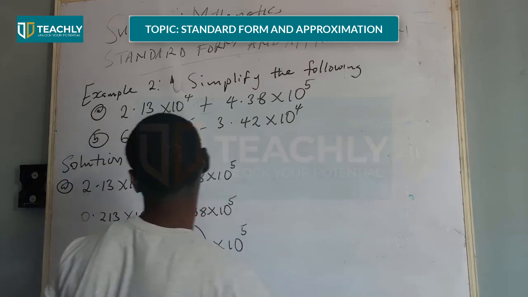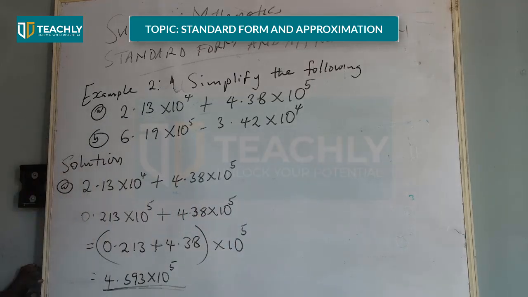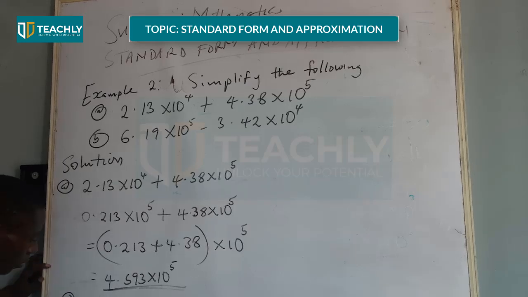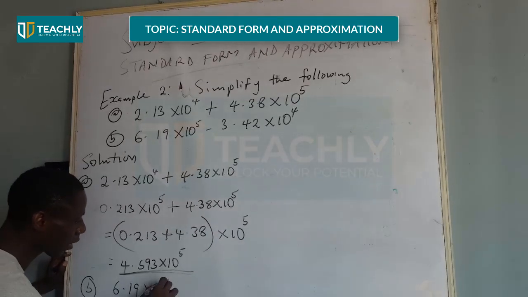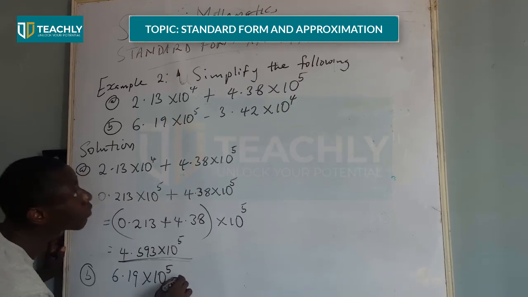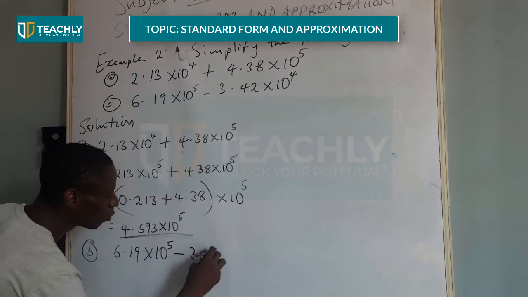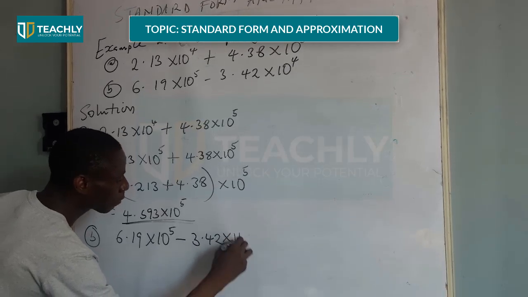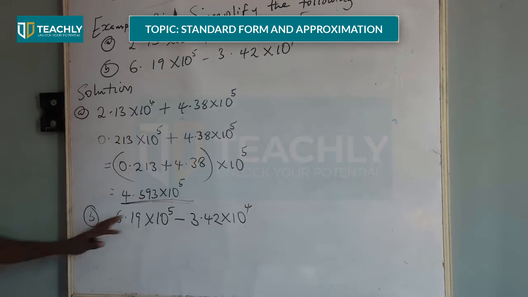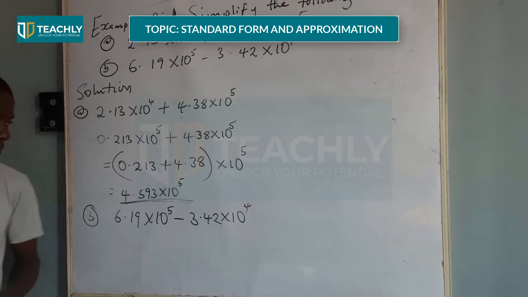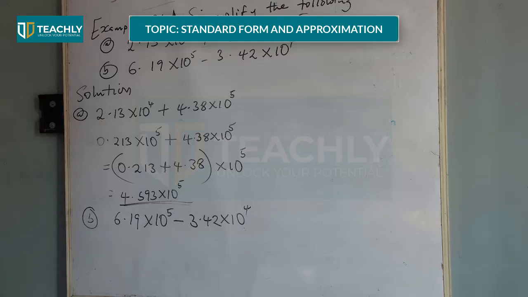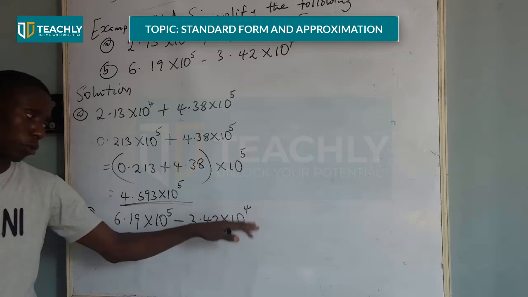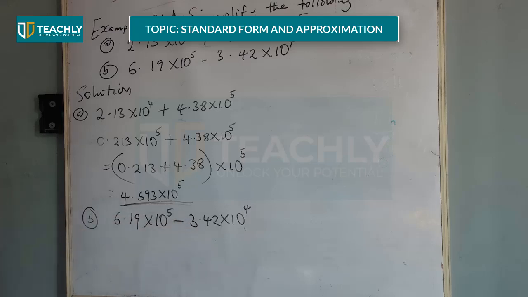Okay, let's look at the second one, B. You have 6.19 multiplied by 10 to the power 5, minus 3.42 multiplied by 10 to the power 4. Just like the previous one, the power of 10 here and the power of 10 here are not the same. So let's see how we can make them equal so that we'll be able to subtract.